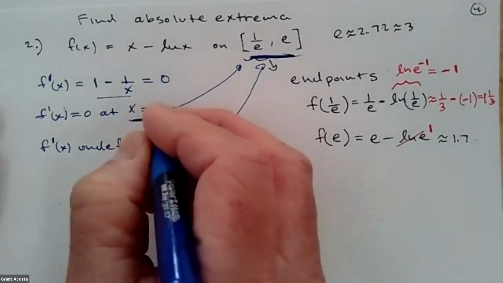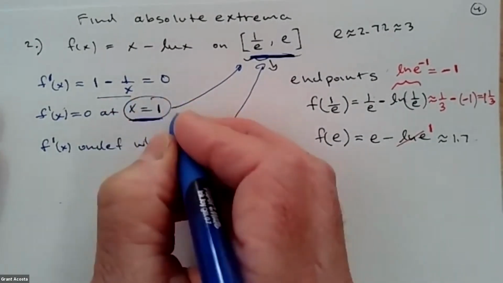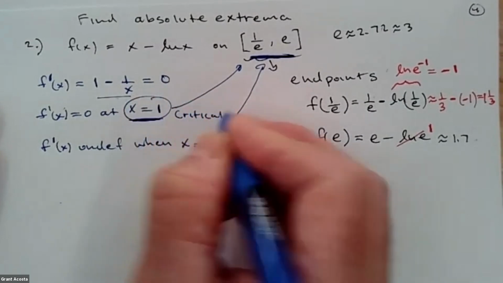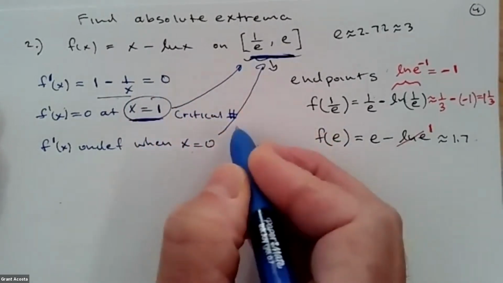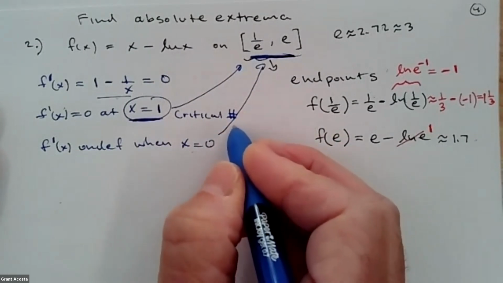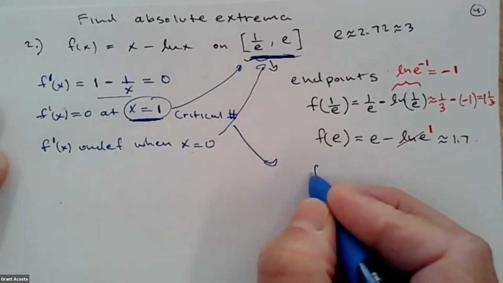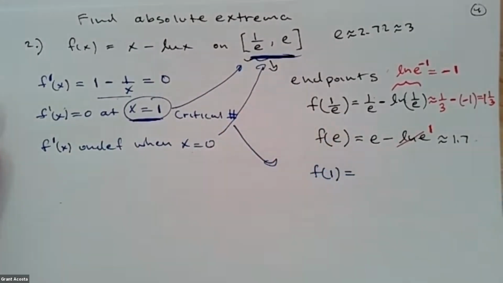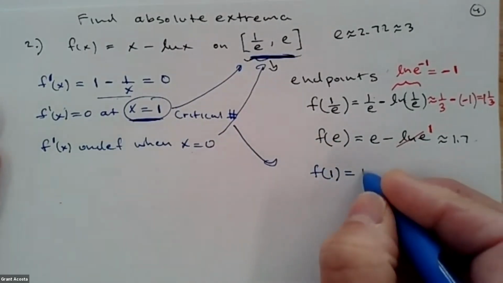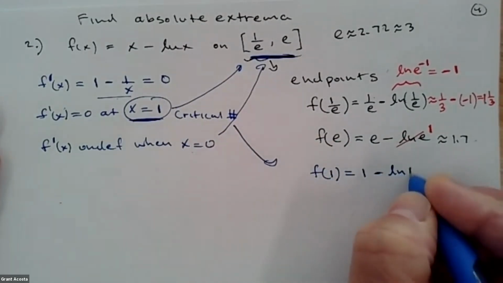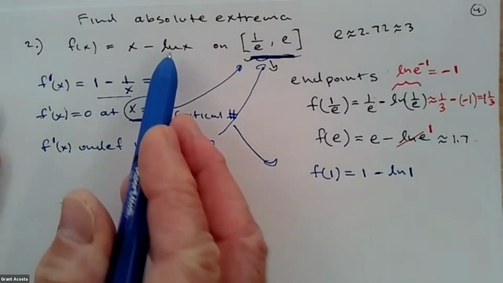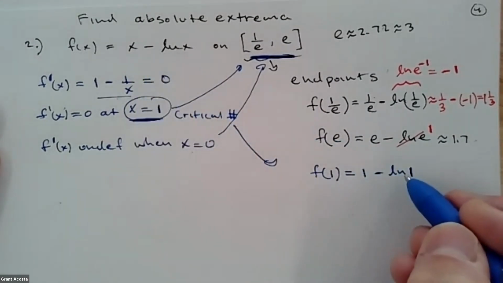That's a critical number. Okay, so this is a critical number. And that is a candidate for my absolute max and min point. So what I would then just check is what is f of 1? The natural log of 1. Do you know that one? You should.